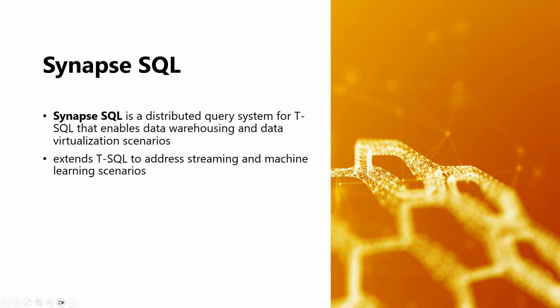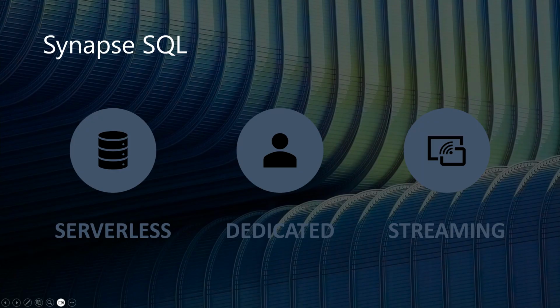Azure Synapse SQL. Synapse SQL is a distributed query system for T-SQL that enables data warehousing and data virtualization scenarios. It extends T-SQL to streaming and machine learning scenarios. There are three different models of Synapse SQL. You have serverless, which can run on the fly, or you have dedicated servers that will run the same workload, and so the server is dedicated, is already set, and you can expect the same performance.